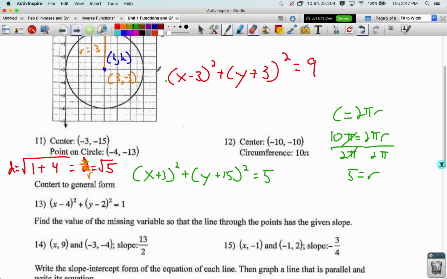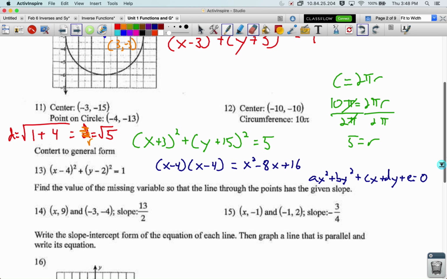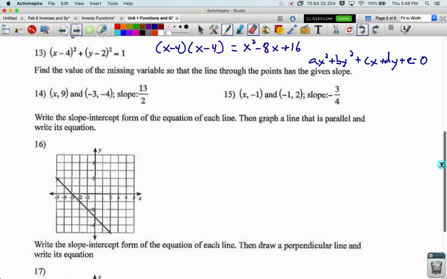Convert to general form. This is where we have to FOIL out the first expression and the last expression. So we need to do the x minus 4 squared as x minus 4 times x minus 4. That becomes an x squared minus 8x plus 16. And then we do that with the y's, and then we put it into the form ax squared plus by squared plus cx plus dy plus e equals 0. And that is general form. So FOIL both, combine all your like terms into that pattern.